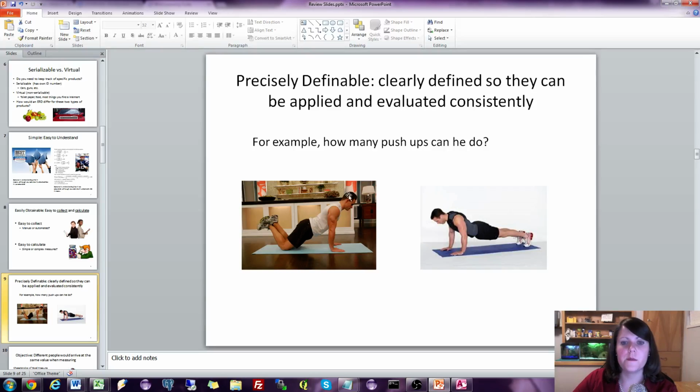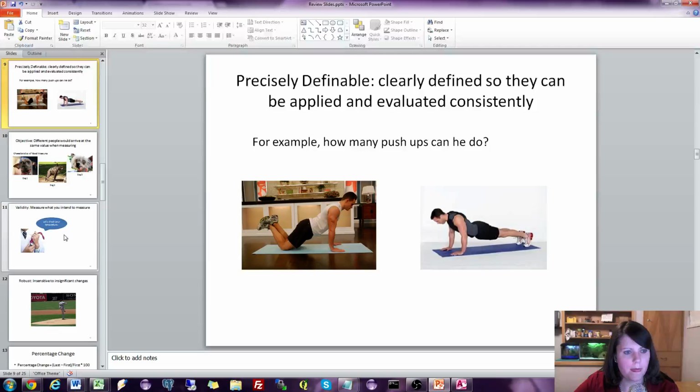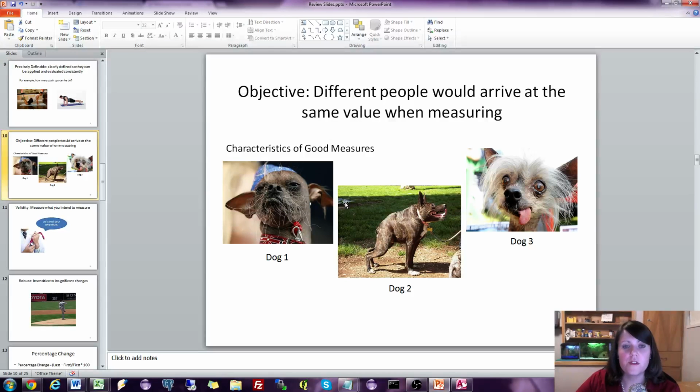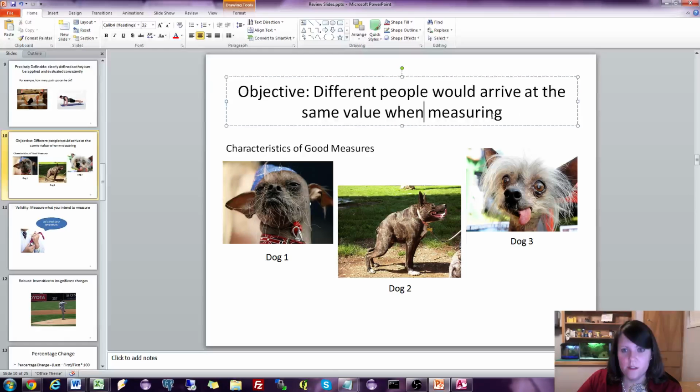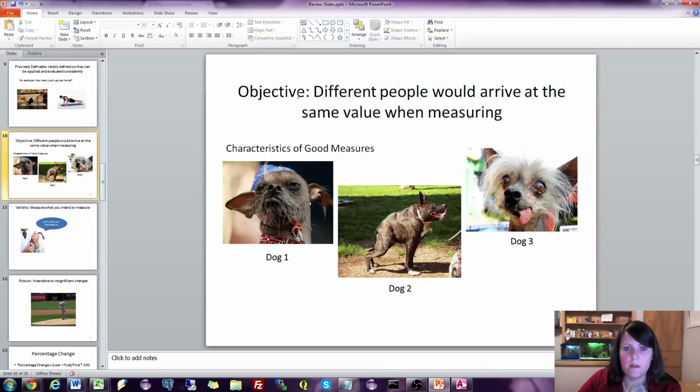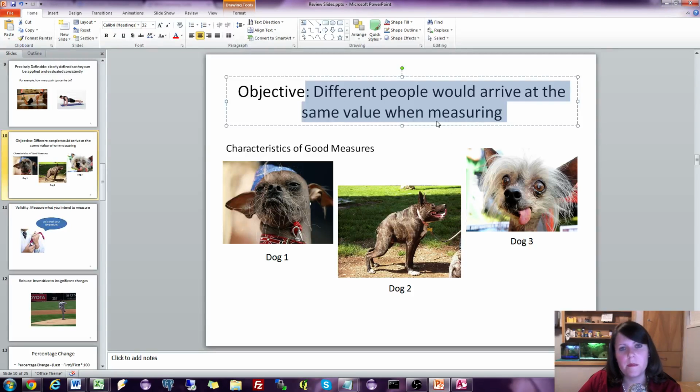Okay, precisely definable. So we use the example of what a push-up is. We need to know exactly what counts as a push-up if we're going to count how many a person is doing, whether they're knee push-ups or just regular push-ups, whether you have to have an arm behind your back, etc. So measurements should also be objective. We have these different dogs here, and the question was, people looking at them, would they all think that they're ugly? Probably, maybe not, but the point is that if a measure is objective, different people are going to arrive at the same value when they're measuring it.